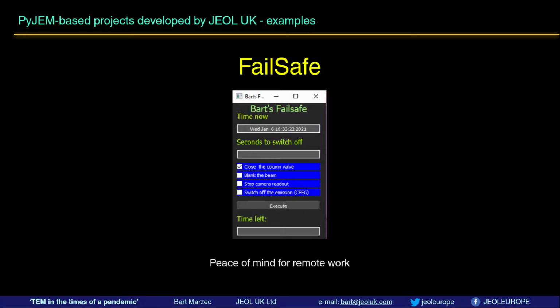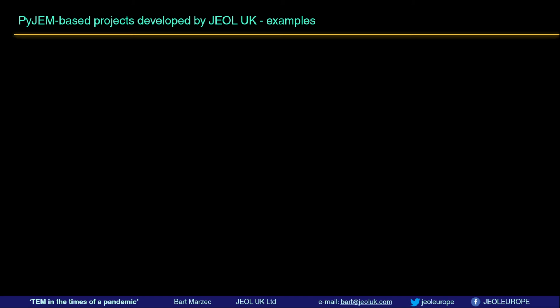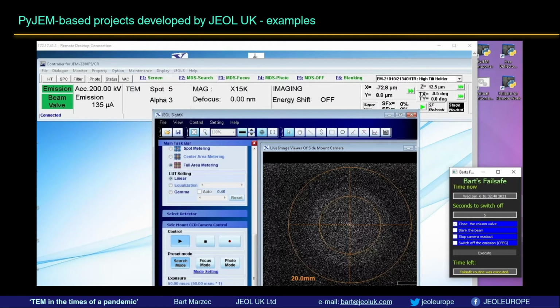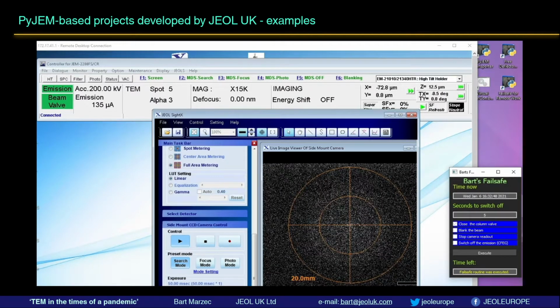The first tool that I would like to introduce today is the failsafe. It runs on the microscope or the camera PC and can be set up to close the gun valve and stop the camera readout after a given amount of time. So even if your broadband connection fails, you will know that the microscope is switched back to a safe state after a pre-entered number of minutes. For microscopes equipped with a cold FEG, it is also possible to switch off the gun emission.